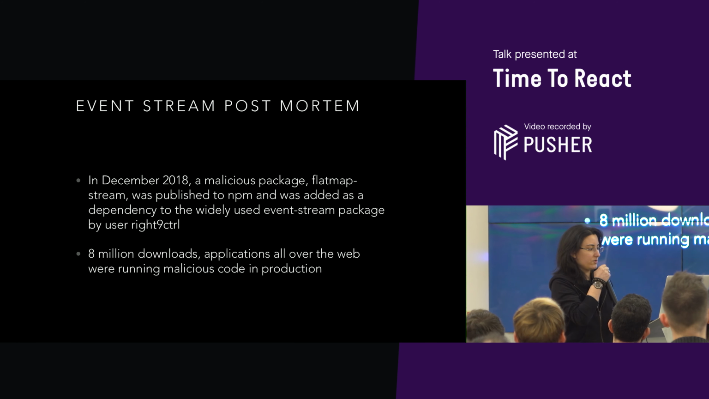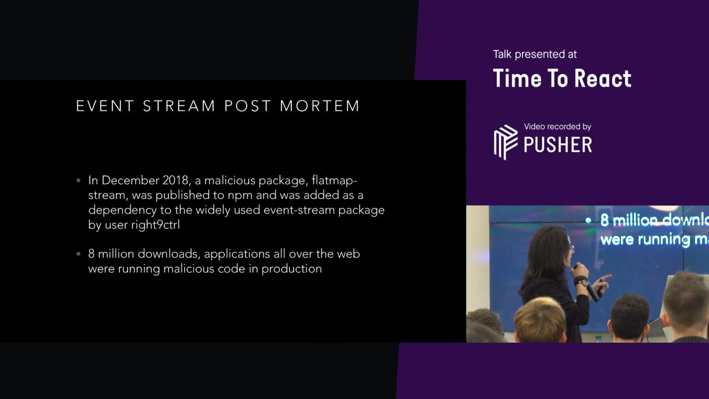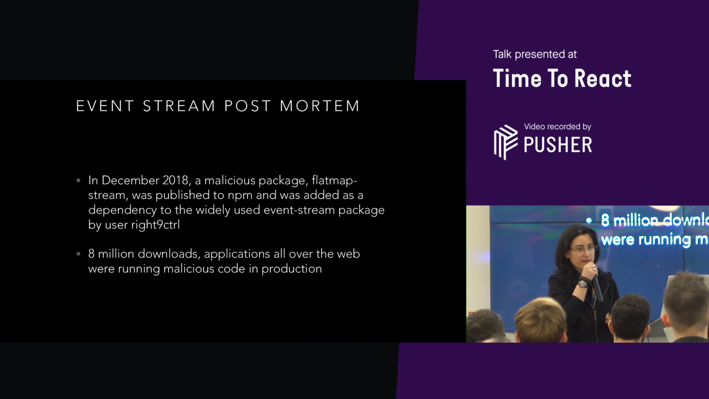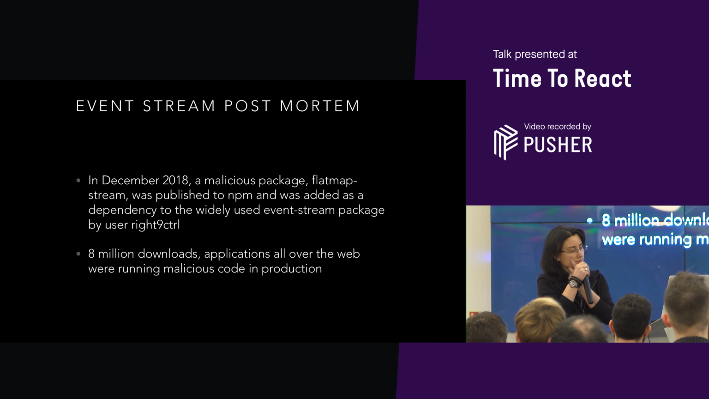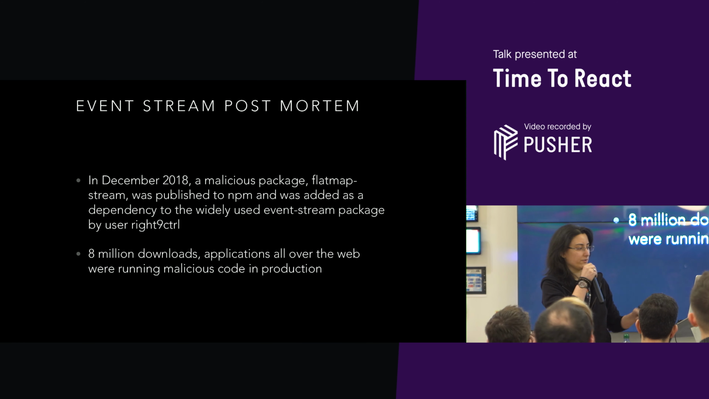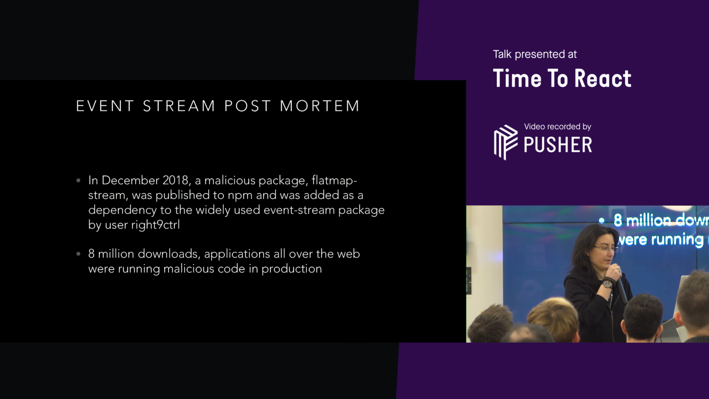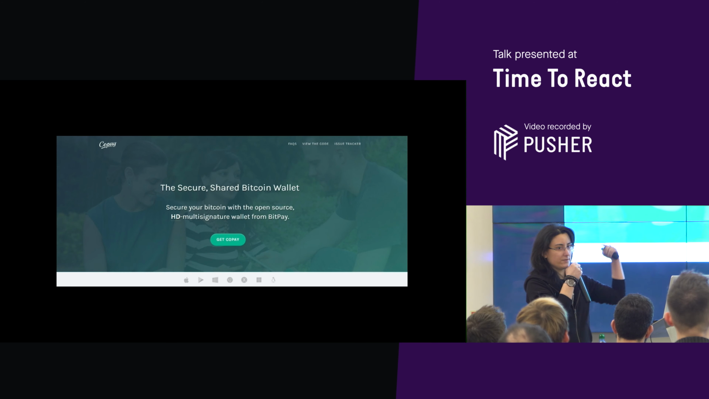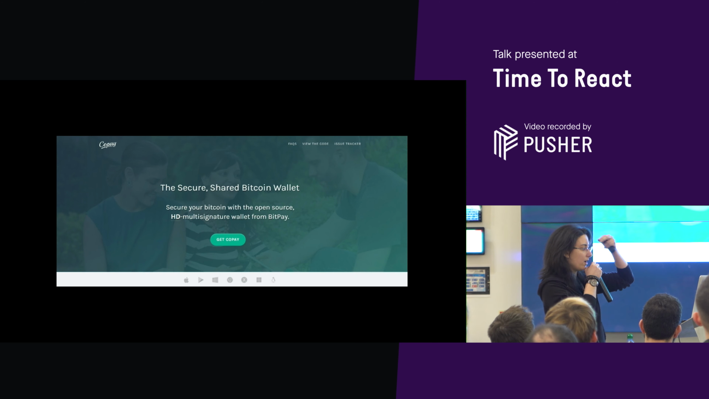So a malicious package called flatmap-stream was published to NPM and was added as a dependency to the widely used EventStream package by the user Write9 control. 8 million downloads later, the malicious code was running in applications all over the web, in production. So basically that attacker, Write9 control, just wanted to siphon the funds from a Bitcoin wallet.